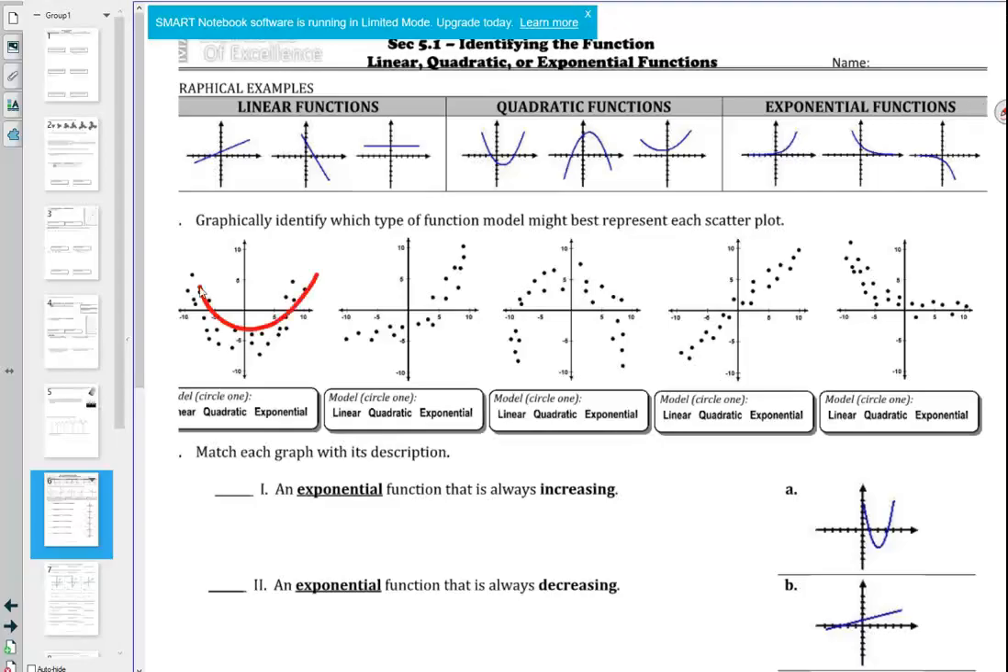This first one looks like a parabola, so quadratic. This one looks like a growth, so exponential. This one looks like a parabola roughly, so it's an upside down parabola. This one looks like a line, it's linear. Is that what you said before? You said exponential the last one? Yeah, okay, it's like a decay.